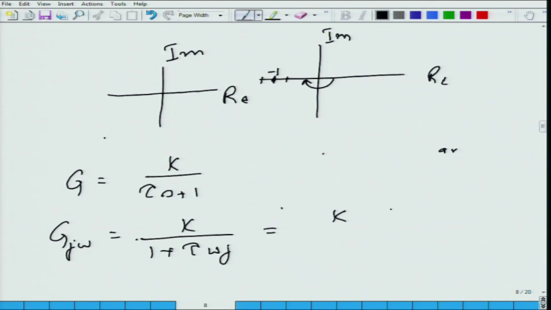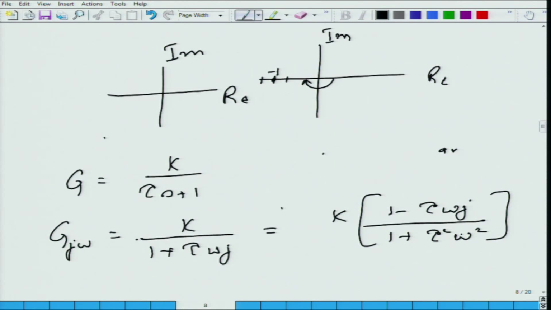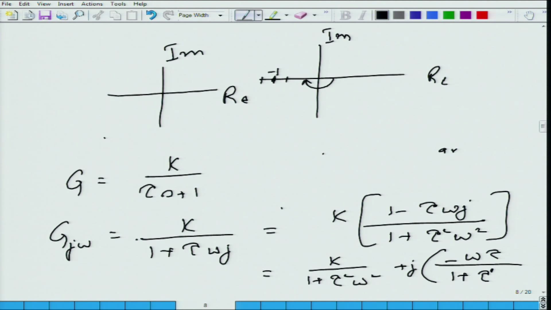k times 1 minus tau omega j divided by 1 plus tau square omega square, and of course, k is multiplying everything, and therefore, what you will get is the real part of this complex number is k by 1 plus tau square omega square, and the imaginary part is plus j into minus omega tau divided by 1 plus tau square omega square.